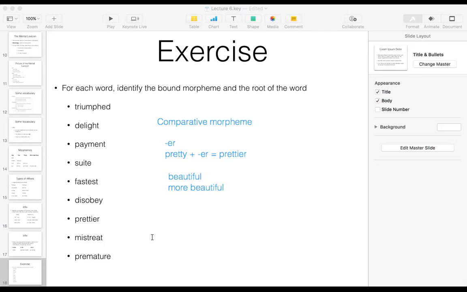Now, the more interesting question would be, why can you not do beautiful plus ER and make beautifuler, right? That is, I think, the more interesting question to ask at this point, because what is it about pretty that you can take pretty and combine ER? I mean, you can still say more pretty. Nobody does it because you have prettier. So it's kind of a redundant way of saying things, but you cannot say beautifuler, right?